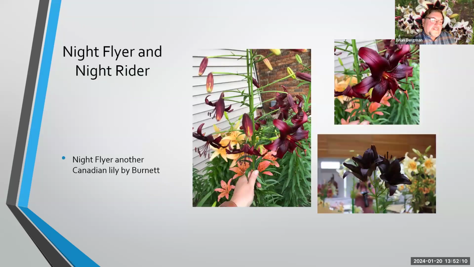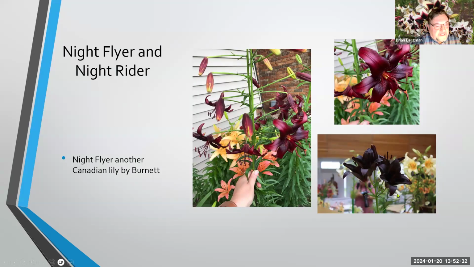And then we have Night Flyer and Night Rider. I wanted to mention they have similar names. They are not the same lily. At one of the shows, there was confusion where somebody entered Night Rider with Night Flyer. Night Flyer is an Asiatic. It's an outfacing. It was hybridized by Burnett, and Night Rider, like we were talking about, is upfacing.